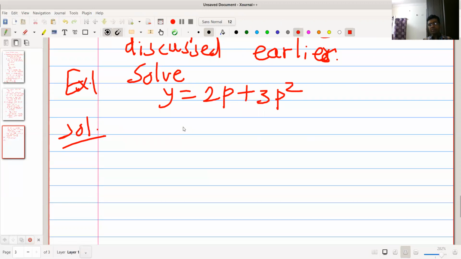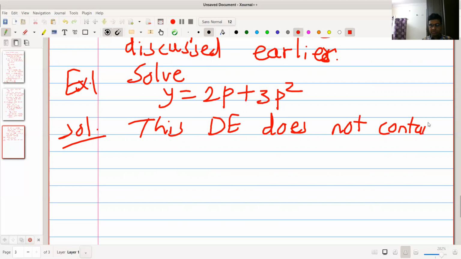Okay, this equation does not contain x. This differential equation does not contain x. So of course we have two possibilities. We can solve this for p as well as for y. Okay, so we solve this example using both the methods.